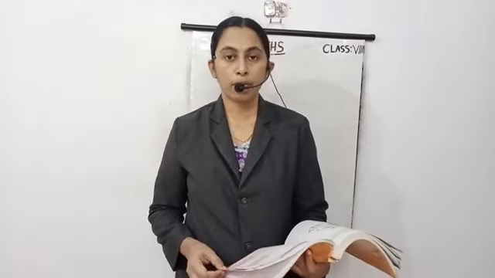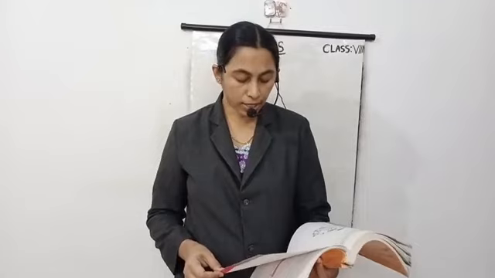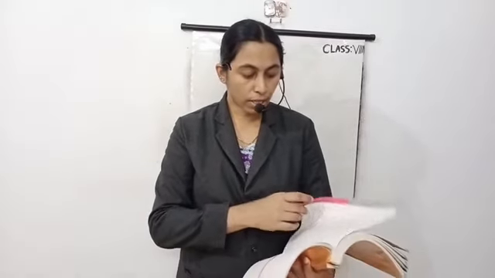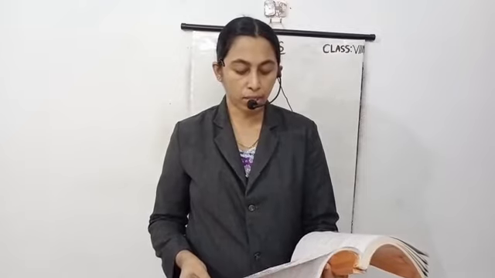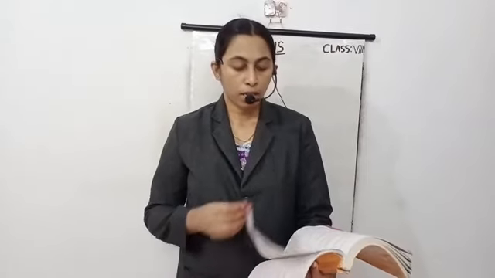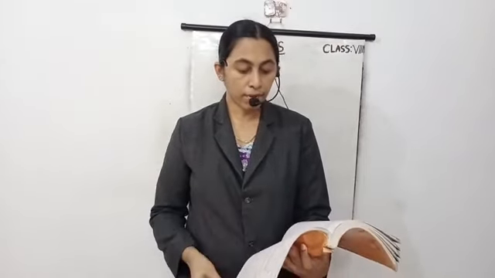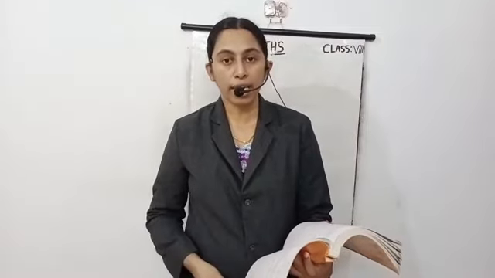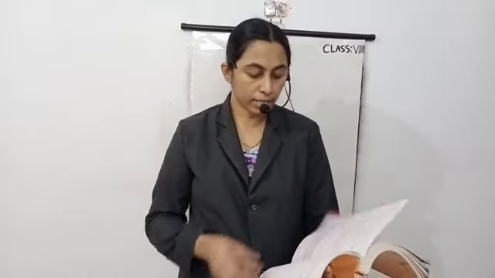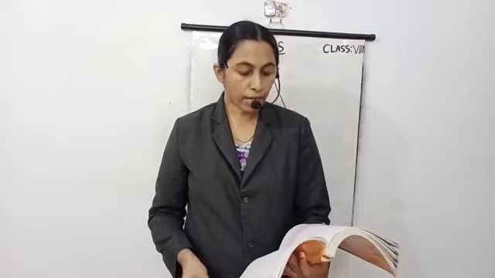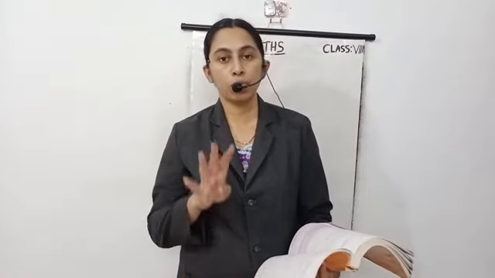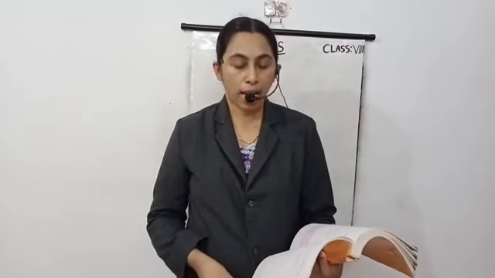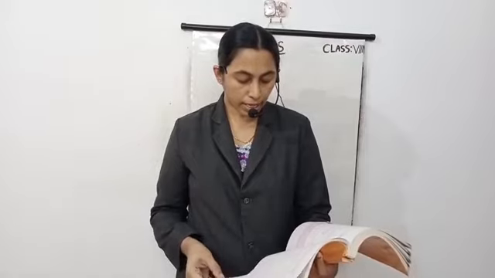So in this chapter we learned about factorization. Factorization using the method of common factors and factorization by regrouping terms. That is the first section. Then we factorize using identities. That is the second section. Factorizing using identities means we use 4 identities. I think all of you remember those identities.